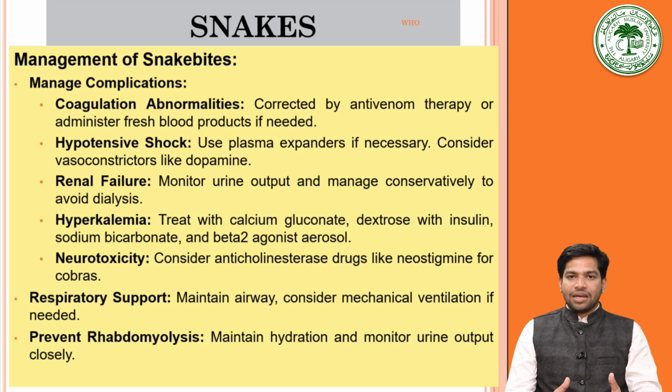Then neurotoxicity shall be managed. Consider anticholinesterase drugs like neostigmine for the cobras. For respiratory support, maintain the airway and consider mechanical ventilation if required. Prevent rhabdomyolysis: maintain hydration and monitor urine output. These are all important to prevent further complications in snake bite cases, along with complications due to the anti-snake venom treatment. All those things shall be kept in mind while managing a patient of snake bite. So these are very brief facts about snake bite cases and their management.